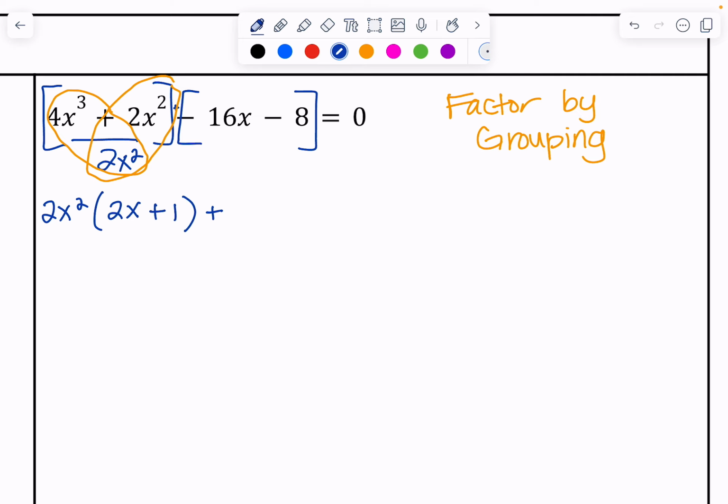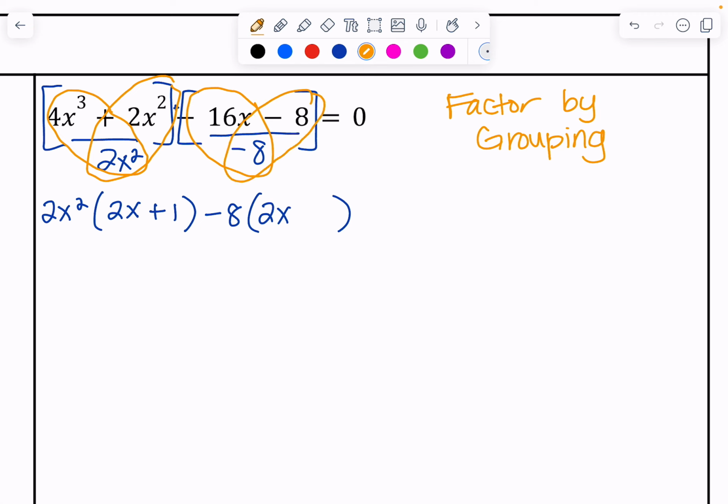Then we bring out our plus sign. However, here, the greatest common factor would be negative 8. And so when we bring out that negative 8, we can actually just make this into a minus 8. And when I divide negative 16 by negative 8, I get 2x.